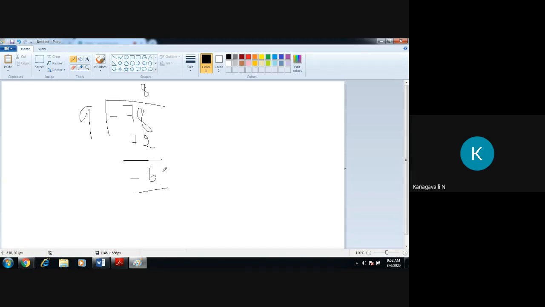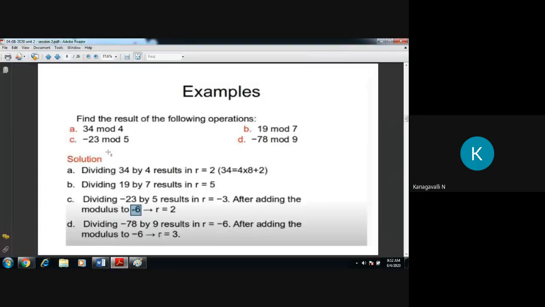What I said, definitely in modular arithmetic there is no negative integer, right? So again, you have to take this minus 6 mod 9. Then what to do? Just add this 9 to this minus 6. So 9 minus 6, what is your result? The result is 3, right? Any doubt? So see here, our remainder is 3, right? So this is just a basic modular arithmetic operation with a positive integer and a negative integer, right?